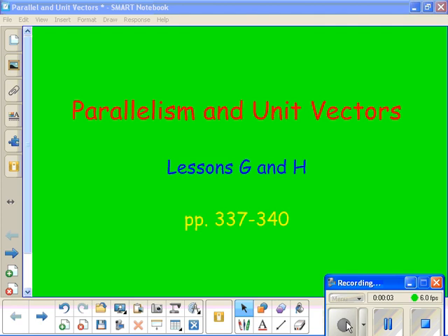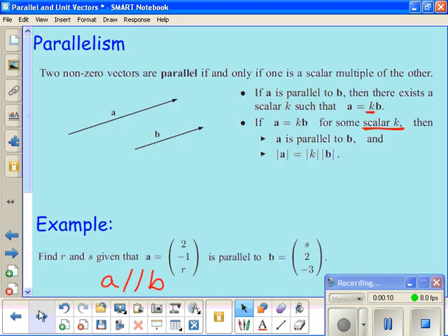Parallel and unit vectors, or parallelism and unit vectors, combining both these. We're not going to spend a lot of time on parallelism because it's pretty simple. If I notice that two vectors have a common multiplier, and one's a scalar, it doesn't have to be a whole number, it can be a fraction, can be negative, could be whatever it is. As long as they have a common scalar, if k times b is equal to a, if some number times b is equal to a, then a and b are parallel.